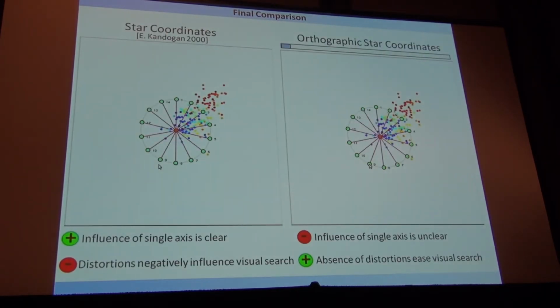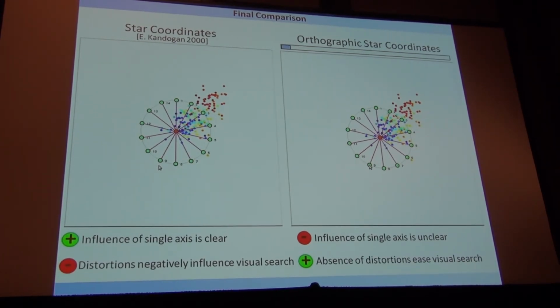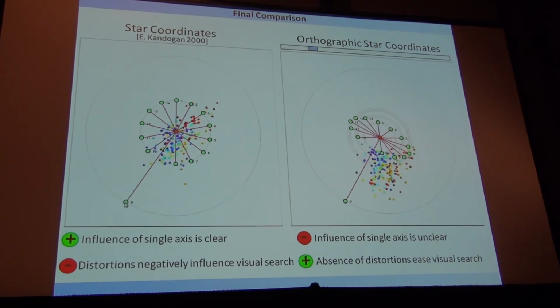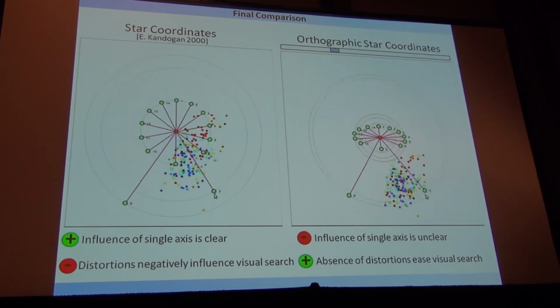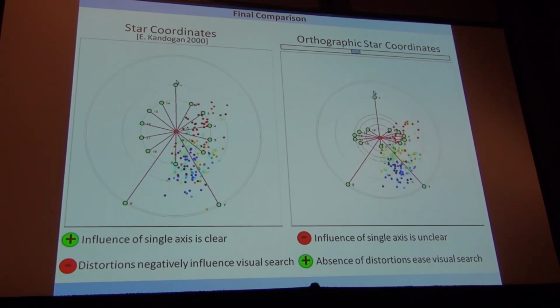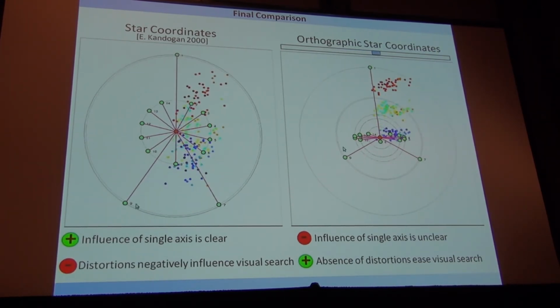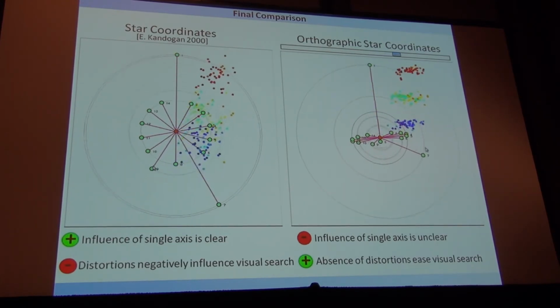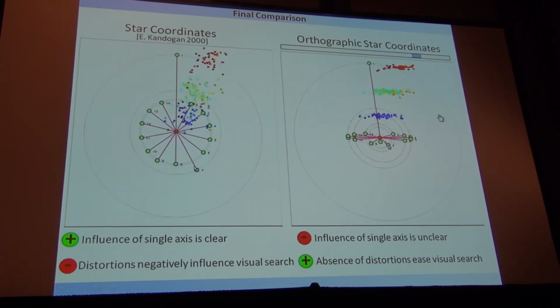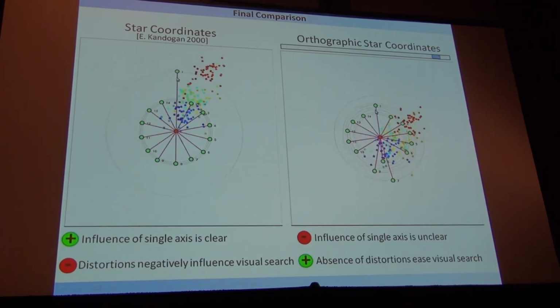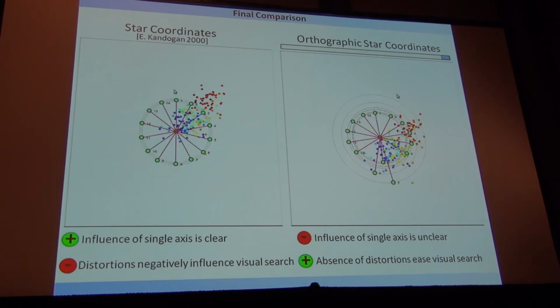So, finally, I'd like to close my talk with a kind of comparison between traditional star coordinates and orthographic star coordinates. For this, we will see a snippet for the visual search in the wine data set. And let's do it. Here we can see that for a single axis, the influence can be better investigated actually with the traditional star coordinates.